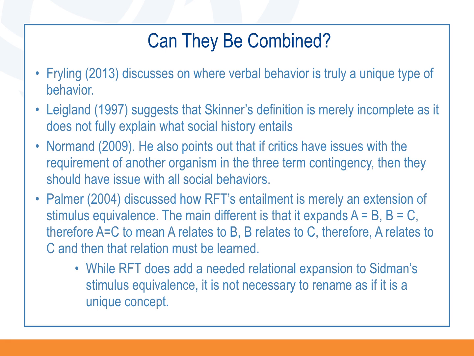Norman also pointed out that if critics have issues with the requirement of another organism in that three-term contingency, then they should have issues with all social behaviors. Pretty much everything but automatic reinforcement often requires a listener, a social partner. So if they have issues with reinforcement being built into verbal behavior, that should apply to other behaviors such as social behaviors. Then Palmer discusses how RFT's entailment could potentially be just an extension of stimulus equivalence. It expands so that it's not just A equals B, then B equals C, but if A relates to B and B relates to C, then A relates to C, and that's how the relation is learned.